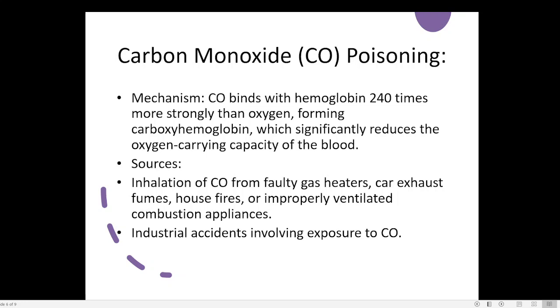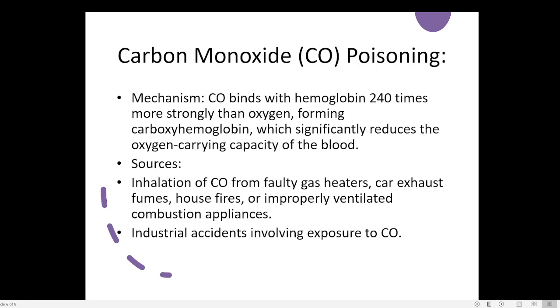In order to carry oxygen, hemoglobin should combine with oxygen, forming oxyhemoglobin. But here, in the presence of carbon monoxide, hemoglobin will be combining with the carbon monoxide, which has around 240 times stronger attraction.